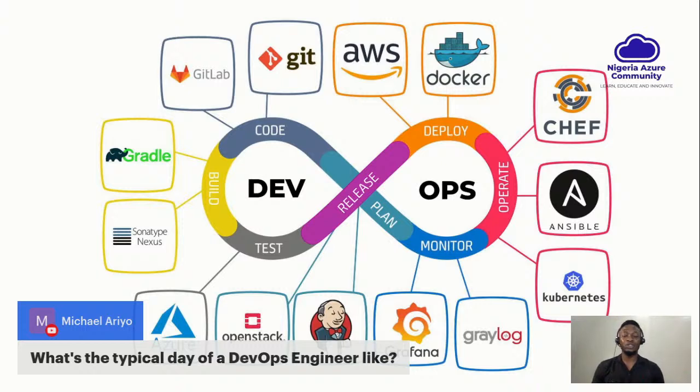DevOps engineers are usually, in most cases, not required to write code. We write scripts, but we're not usually required to write code. Your job as a DevOps engineer begins when the code has been written and committed to a source code repository, source code manager, or a repo like GitHub or Bitbucket. That's where your job begins.